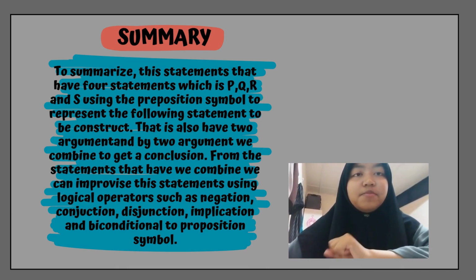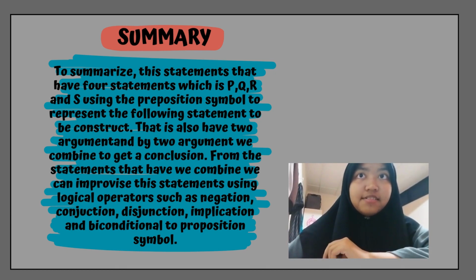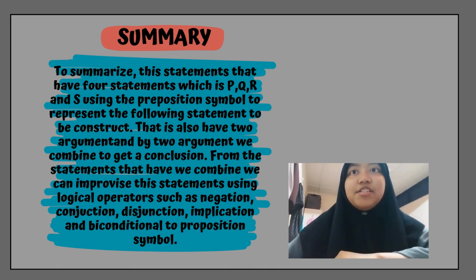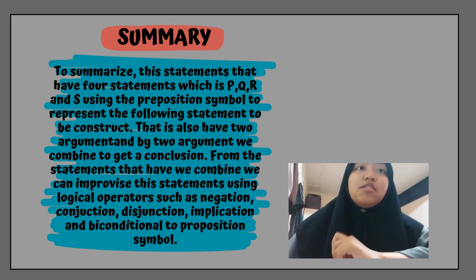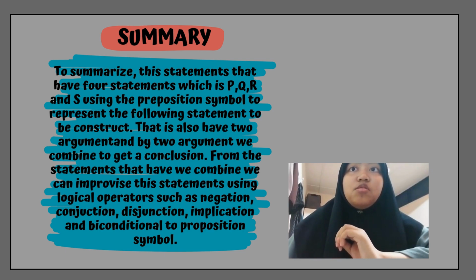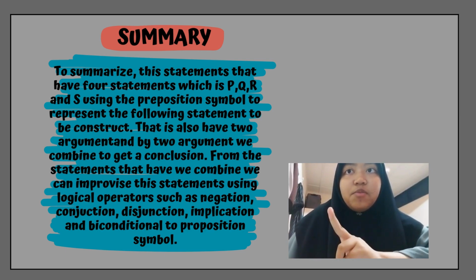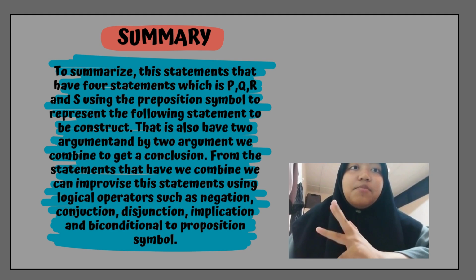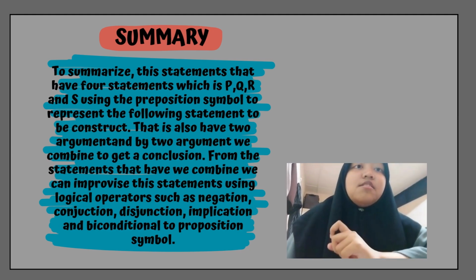Okay, the last one, I will explain the summary. To summarize, there are four statements P, Q, R, and S, using the proposition symbols to represent the statements to be constructed. There are also two arguments, and we combine the two arguments to get a conclusion. We can express these statements using logical operators such as negation, conjunction, disjunction, implication, and biconditional to form proposition symbols.